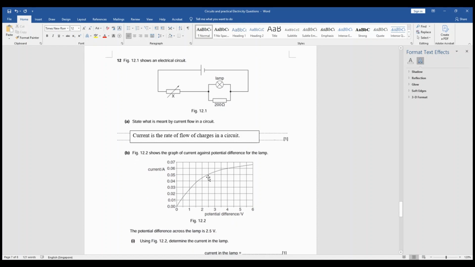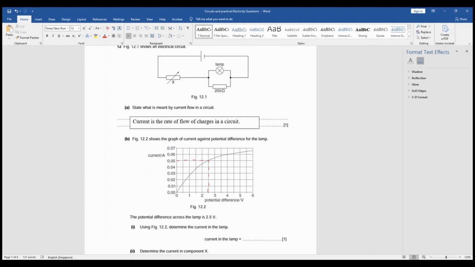2.5. So go up 2.5. You see here. If you go up 2.5, and then you use the graph, you see that the corresponding current is 0.05 ampere. So what is the current in the lamp? The current in the lamp is 0.05 ampere. Okay.